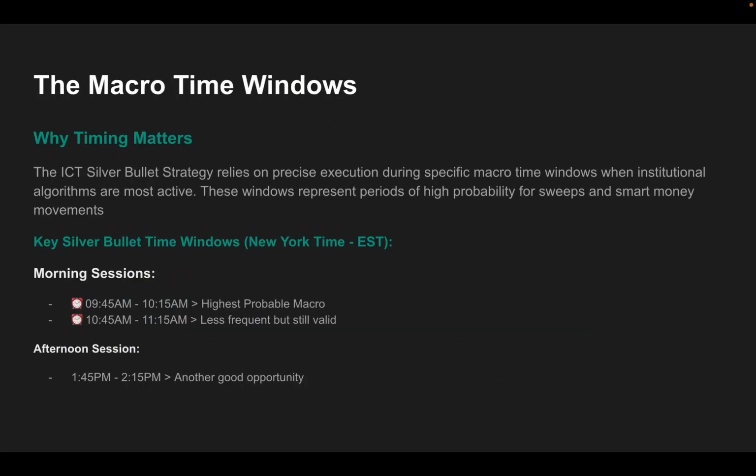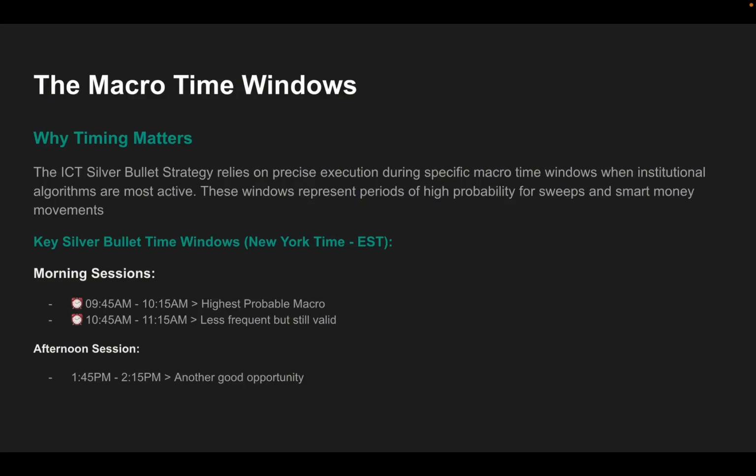So yeah, the macro time windows. Why does time matter with the silver bullet strategy? The ICT silver bullet relies on precise execution during specific macro time windows when institutional algorithms are most active. So these windows present high probability setups because this is when the algorithms are most active. It's just more high probability during the macro time windows.